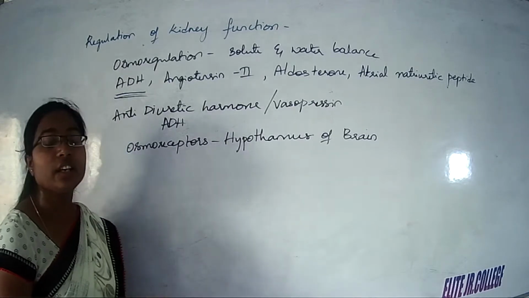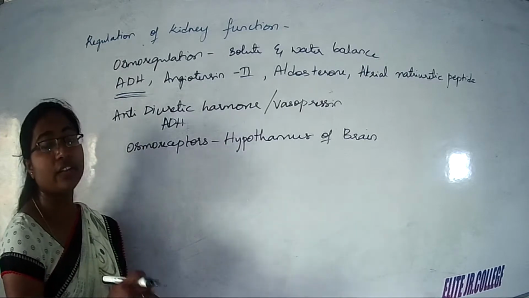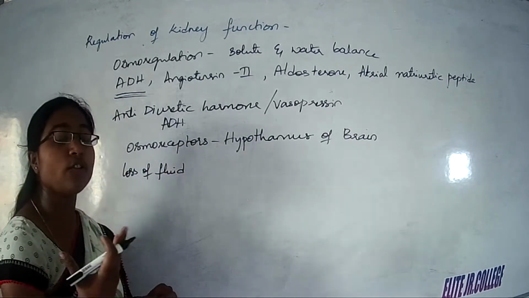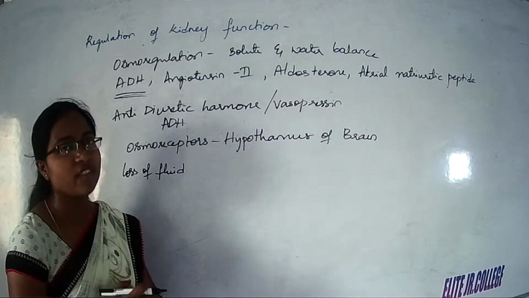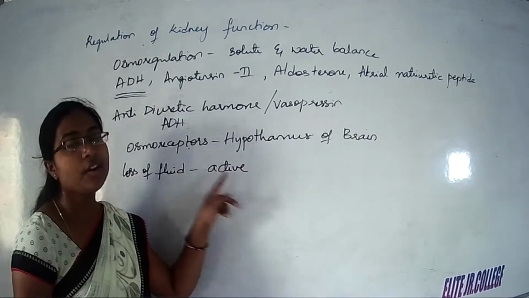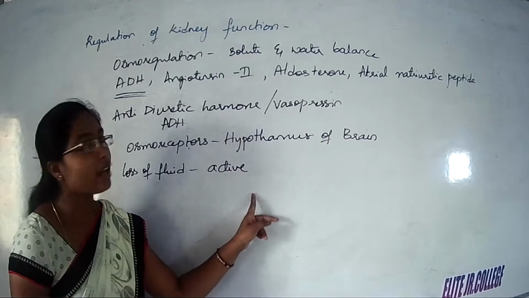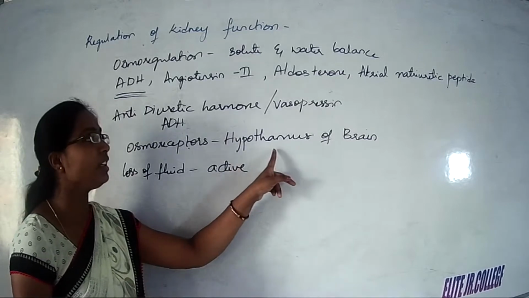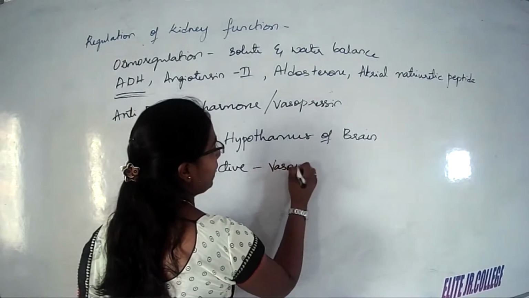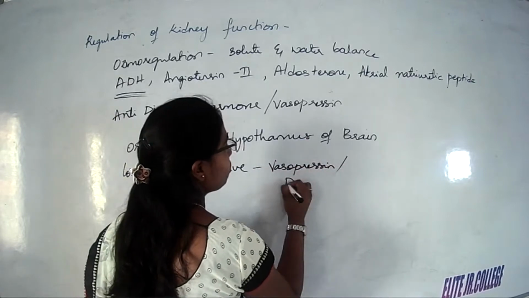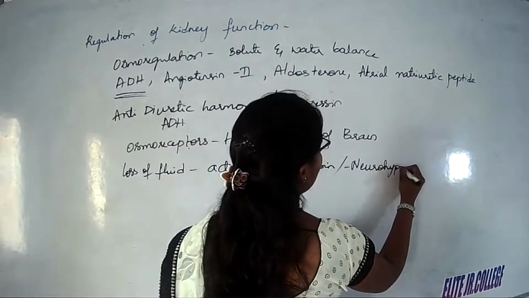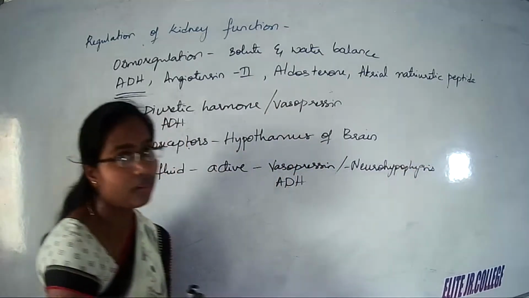So whenever there is increased loss of fluid from the body through urine, then these osmoreceptors are going to become active, and when they become active, they are going to stimulate the hypothalamus of the brain to cause the production of vasopressin, otherwise called anti-diuretic hormone, from the neurohypophysis.